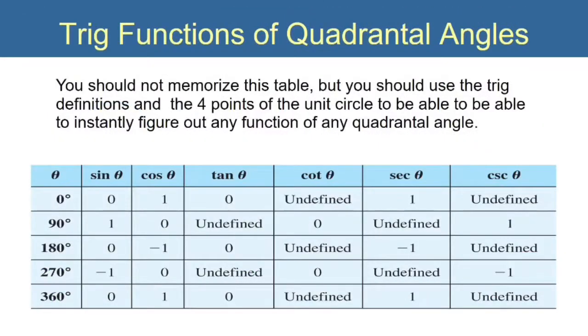Now here is a table that has all 6 trig functions for each quadrantal angle in the first rotation around the circle. Notice that 0 and 360 are coterminal, so their values are exactly alike. You really only need 4 rows of this table. But I don't want you to memorize this. I cut it out of your book and pasted it here just so you could maybe see how the patterns work. But this is not something that you should memorize.